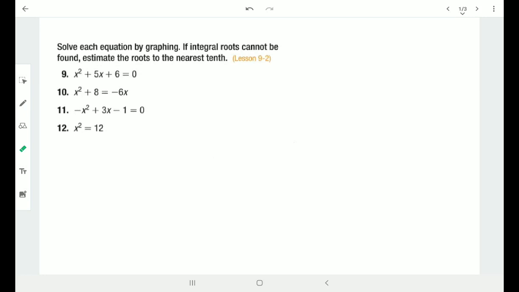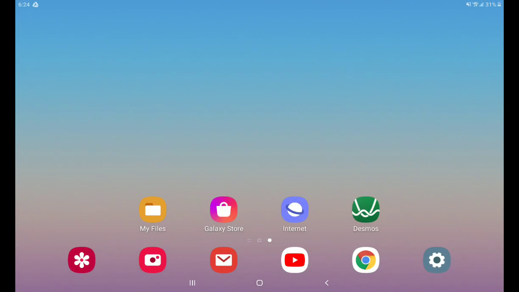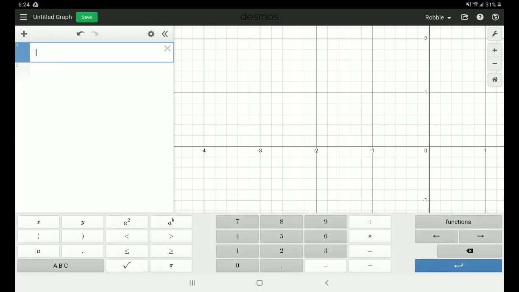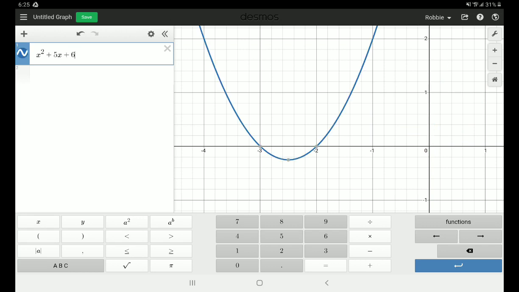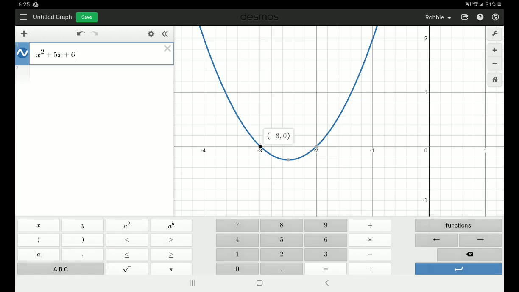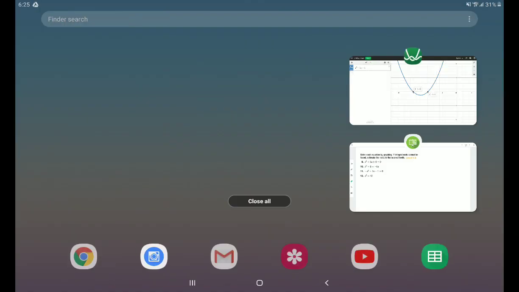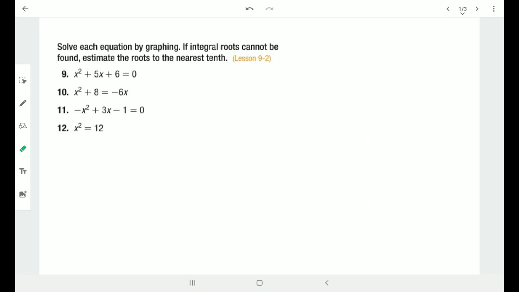So like on x squared plus 5x plus 6, if I just go to the Desmos graphing calculator, then all I have to do is just type that in, x squared plus 5x plus 6, and then I can look at, okay, where does it cross the x-axis, because that's going to be my roots. So it crosses at -3 and -2, so that would be my solutions for number 9.